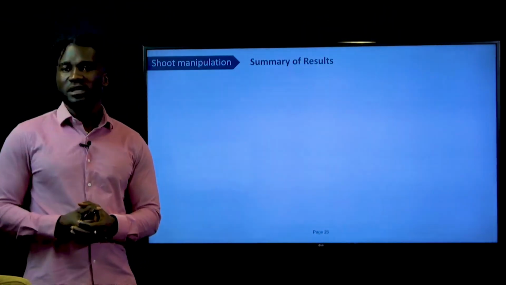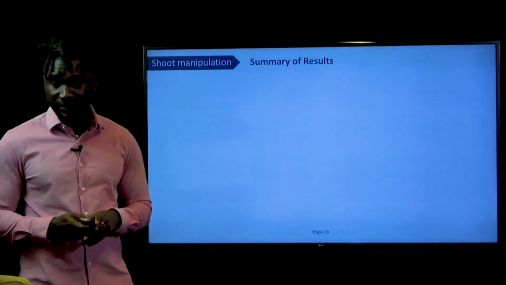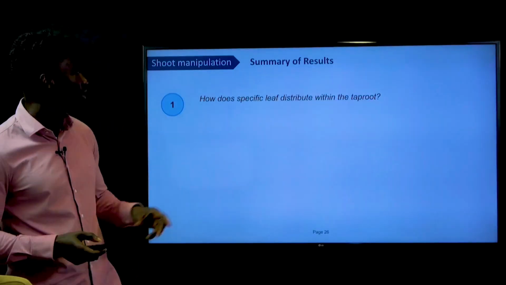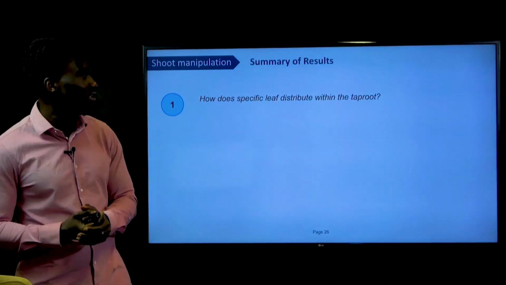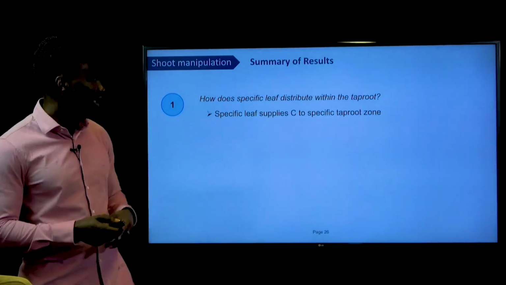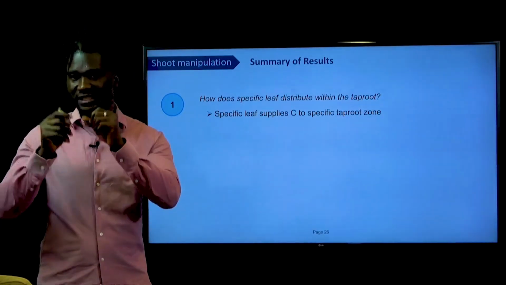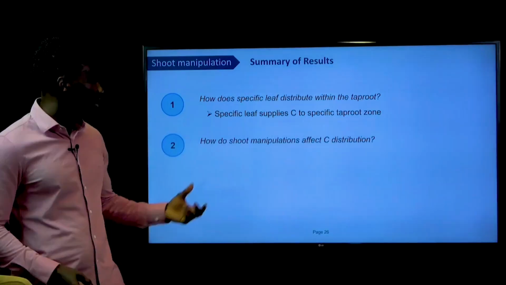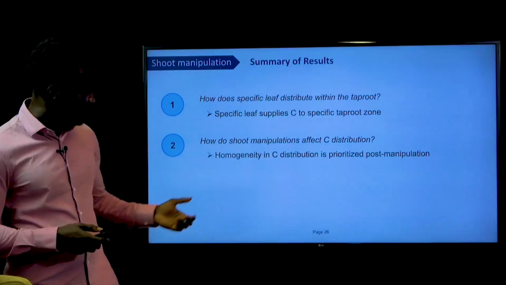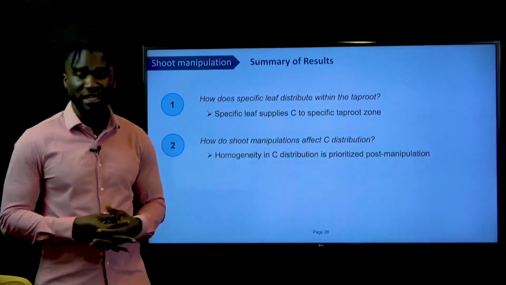On the last flashback for the day, earlier on I highlighted that this part of my doctoral research was dedicated to answering 3 questions. The first one was to determine how a specific leaf distributes its recently fixed photoassimilate resource. And here, you agree with me that a specific leaf supplies its resource to just a sector of the taproot. Also, we wanted to know how manipulations affect carbon distribution dynamics. And here, we have established that homogeneity in resource distribution is prioritized post-manipulation.